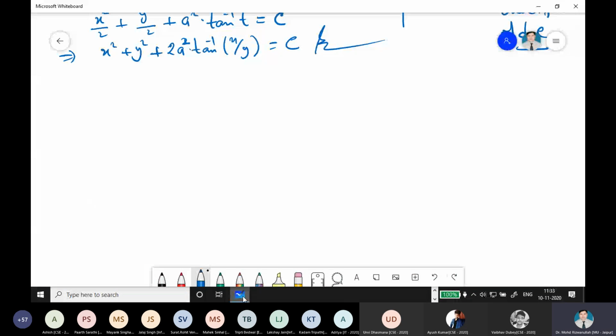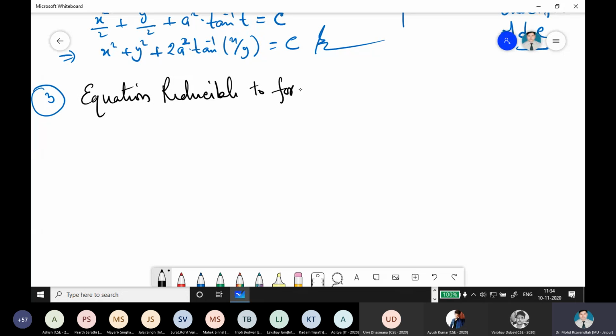Okay. So I have covered the variable separable form, the first method. The second method: the homogeneous form of differential equation has to be transformed or reduced into the variable separable form, and then we can solve it. Now the third method is called the non-homogeneous form of differential equation, or we call it the equation reducible to homogeneous form of differential equation.